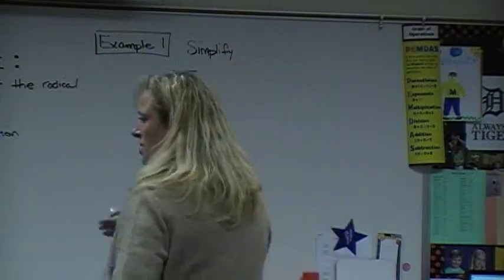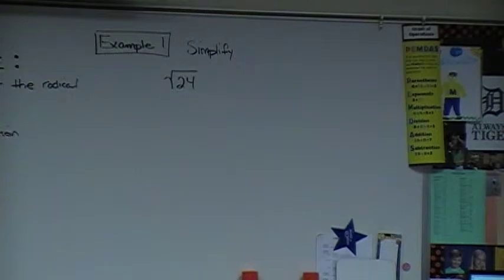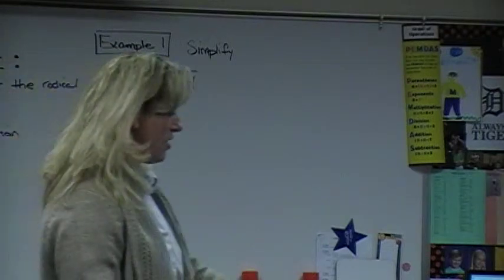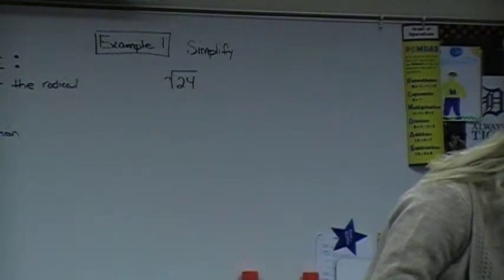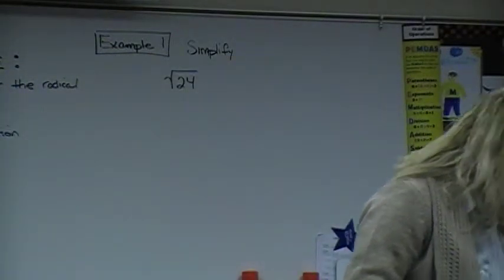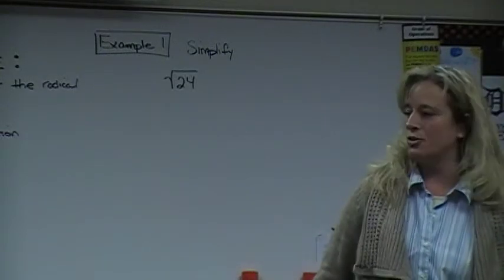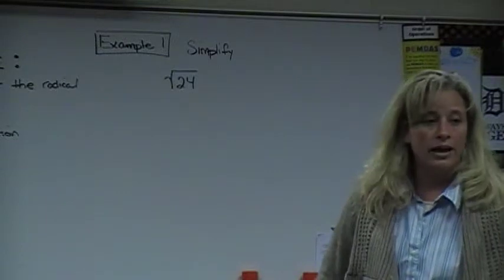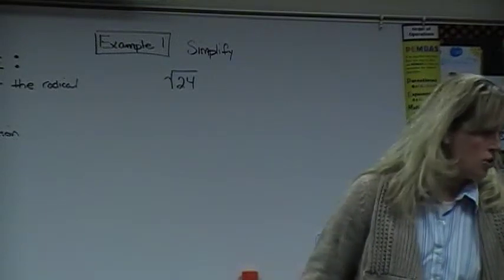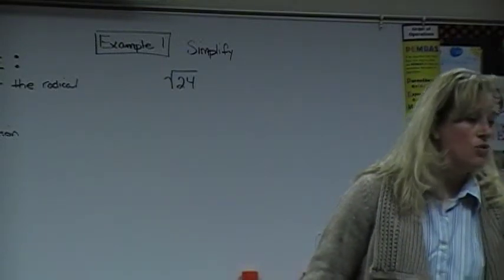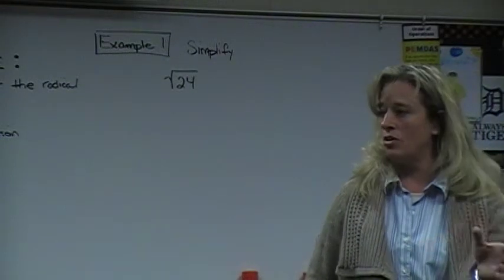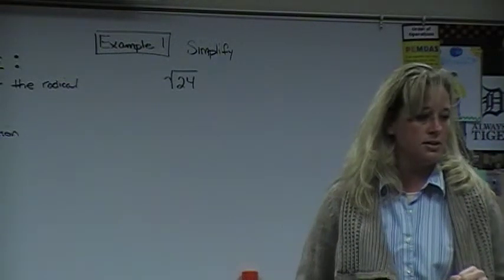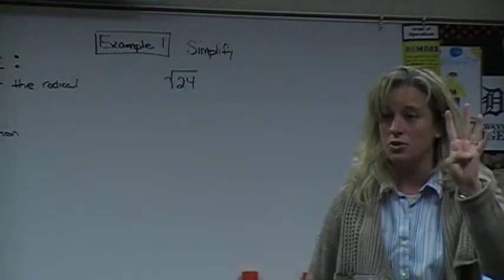Now flip it back over to the other side, the factor side, and find 24. Ask yourself, are there any factors of 24 that are perfect squares? 4 times what is 24? 6, right? So 4 is a perfect square, isn't it?